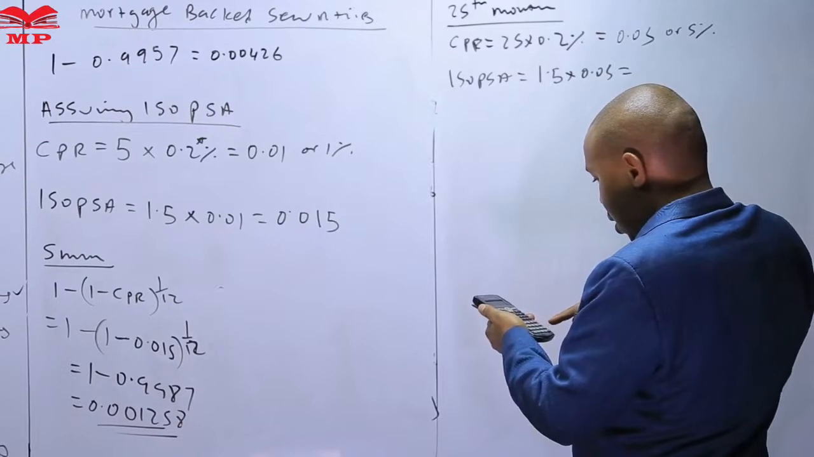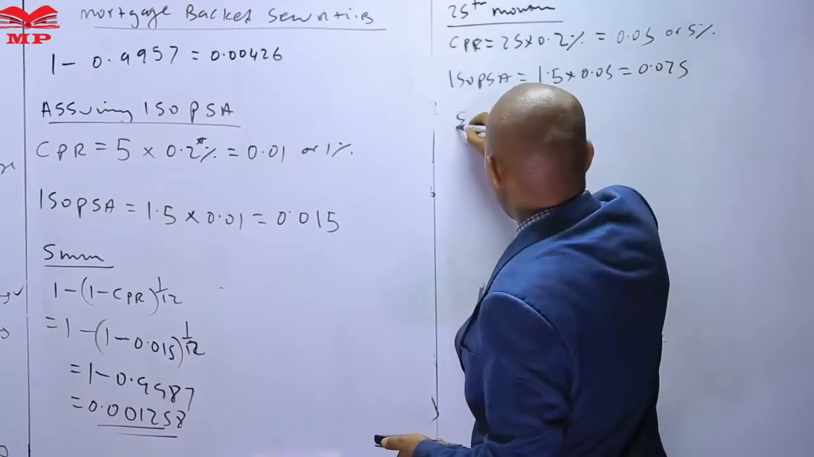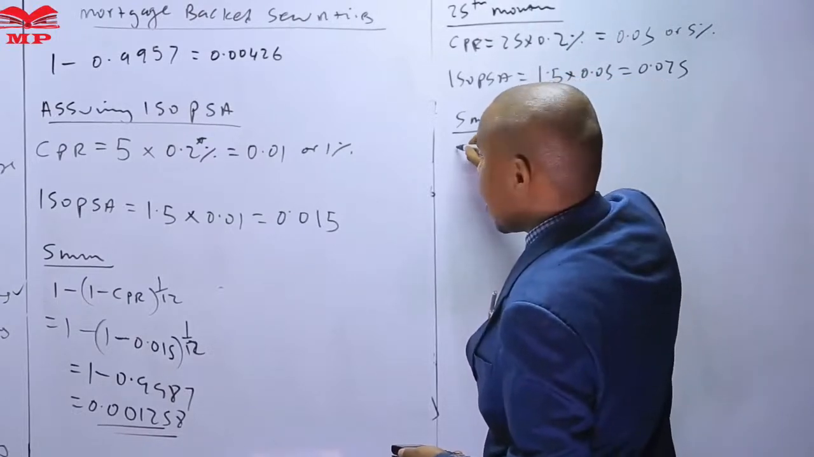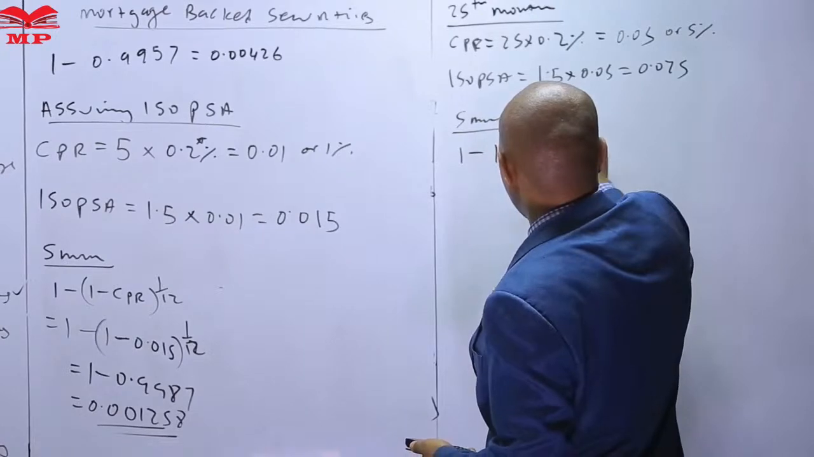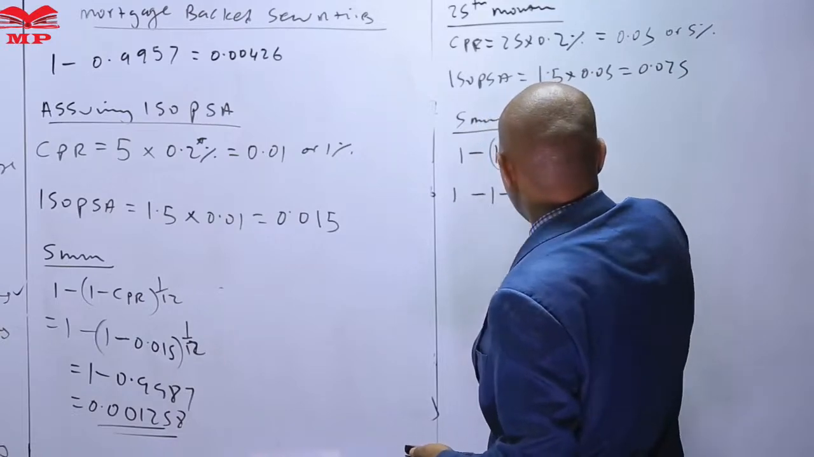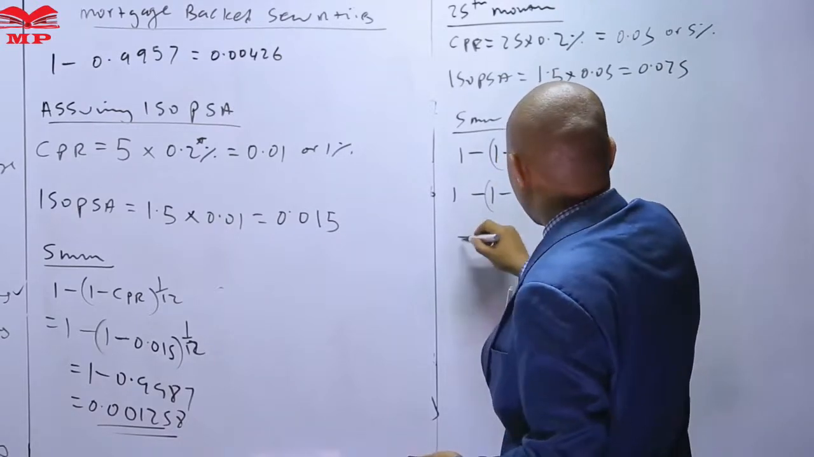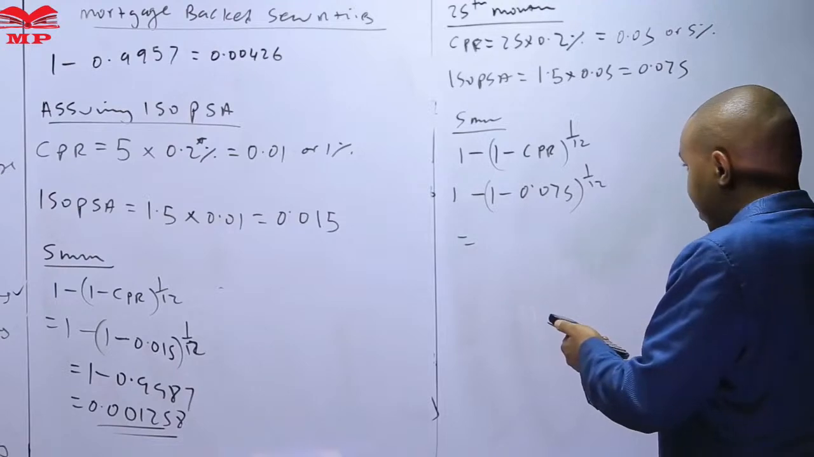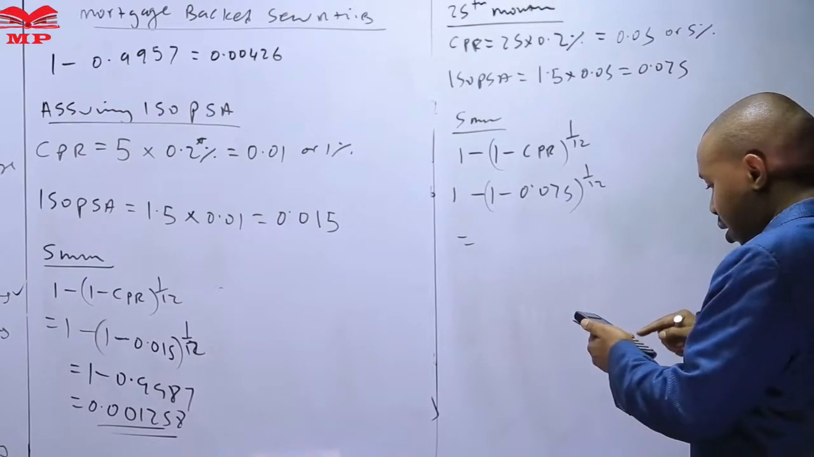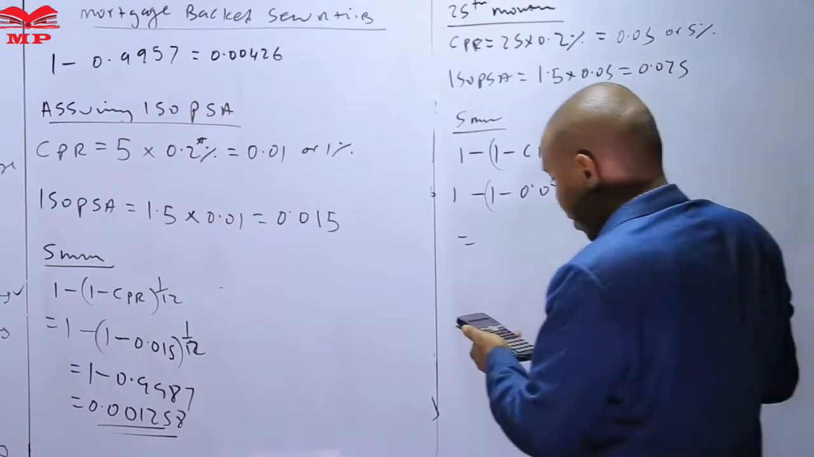1.5 times answer, we have 0.075. SMM, single monthly mortality. This is a measure of prepayments on a monthly basis. We have 1 minus CPR, to the power 1 over 12, which is 1 minus 0.075 to the power 1 over 12. What do you get? 1 minus 0.075, just like that. So we get 12 shift answer equals 0.9935.